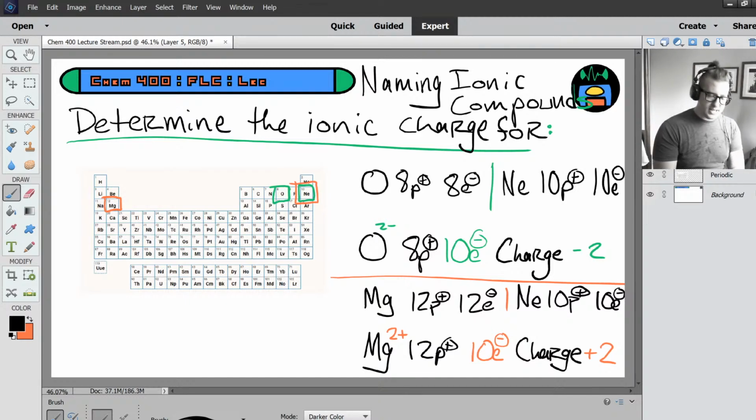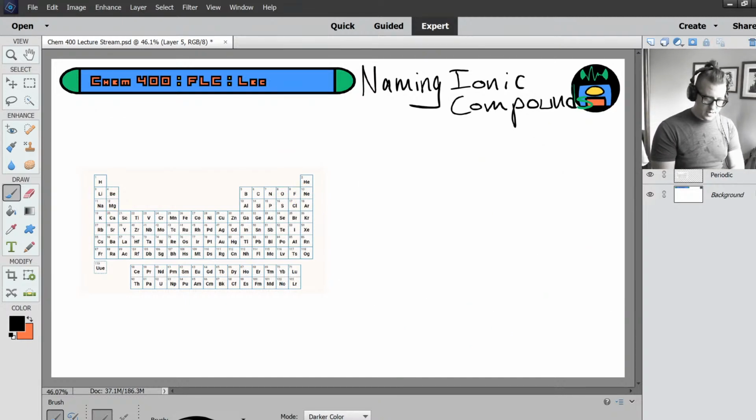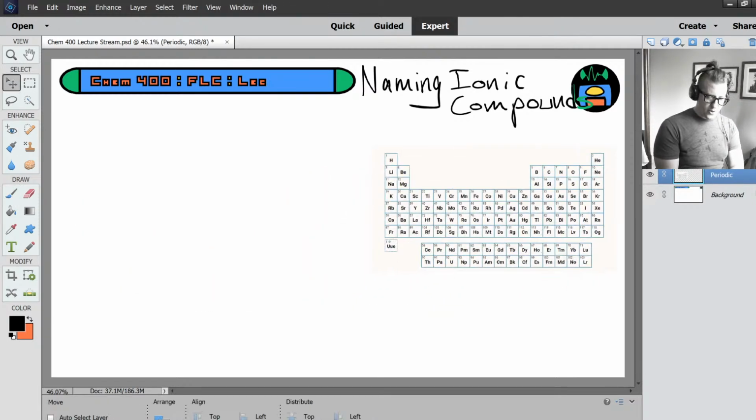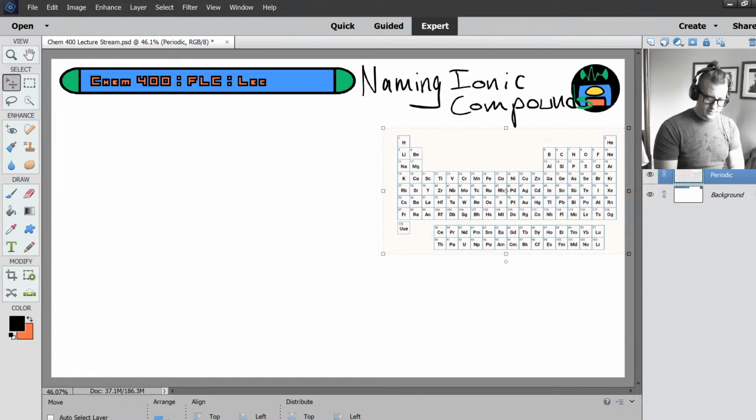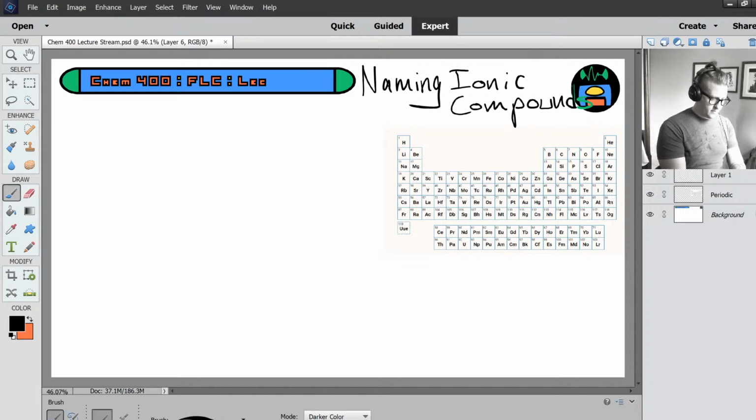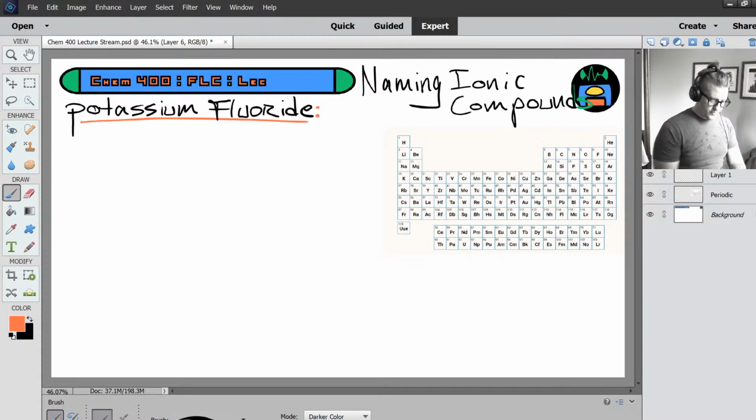Now let's go ahead and apply this to the question that I posed. What is the chemical formula for potassium fluoride? All right, let's return now. Oops, not fluoride. Potassium fluoride.